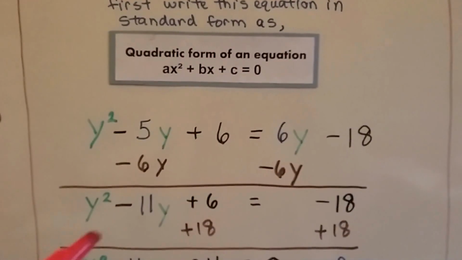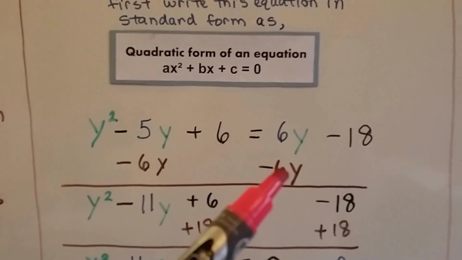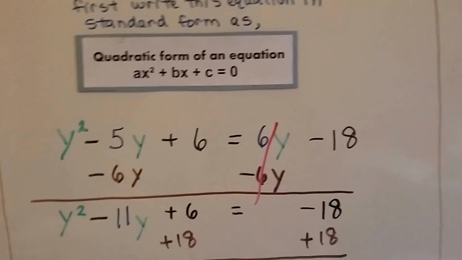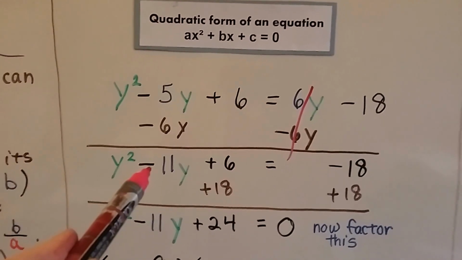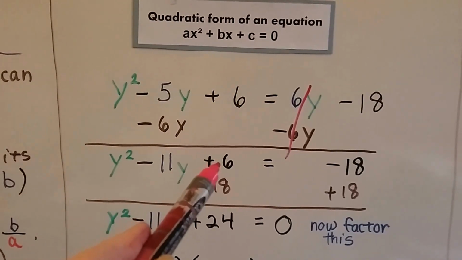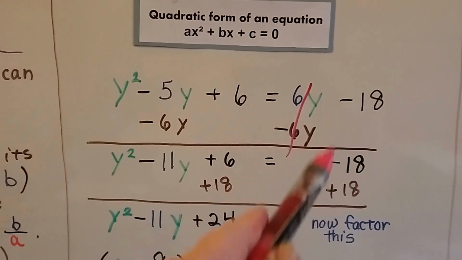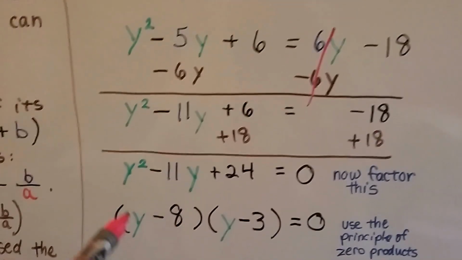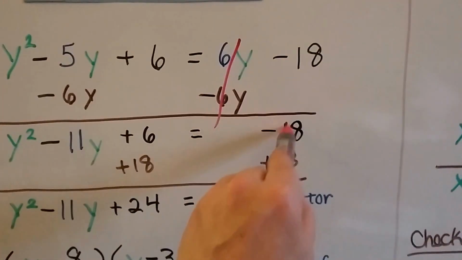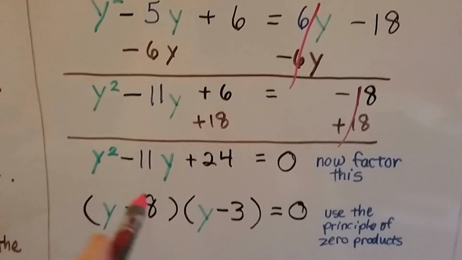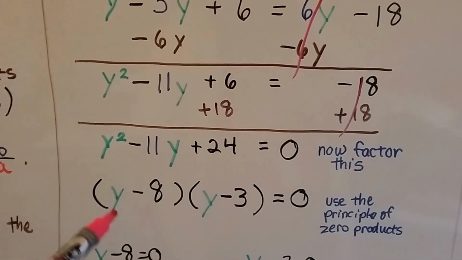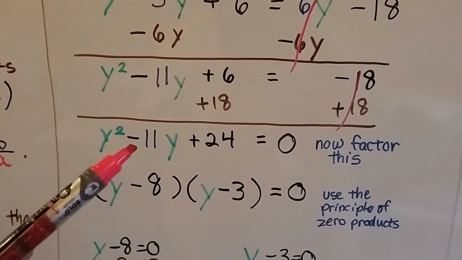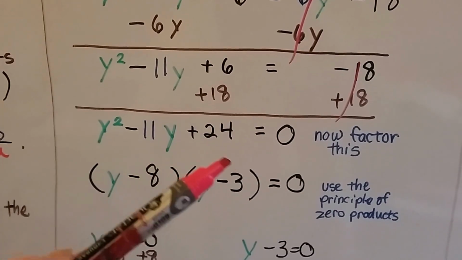So what we do is subtract 6y from both sides of the equal sign, and that creates a zero pair here. So now we've got y squared minus 11y plus 6. We've got this minus 18 here, so we're going to add 18 to each side. This creates a zero pair, and now we've got 0 on this side of the equation, and 6 plus 18 is 24. And now we've got our equation in the standard quadratic form: y squared minus 11y plus 24 equals 0.